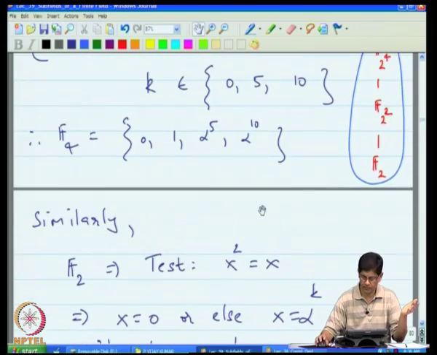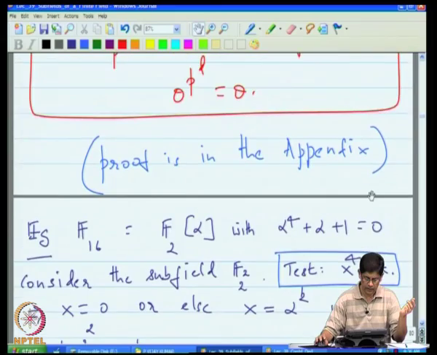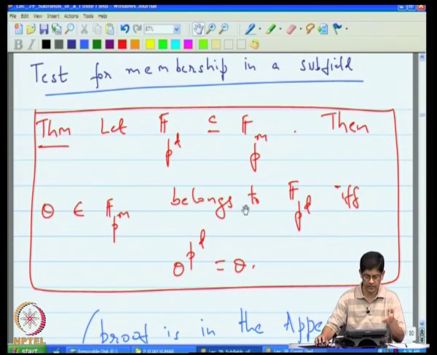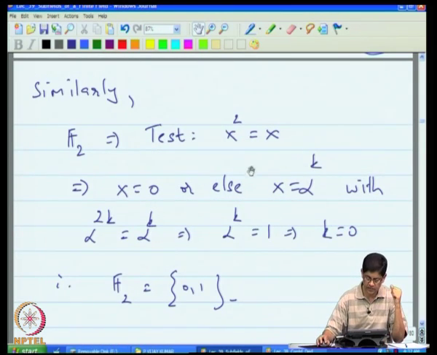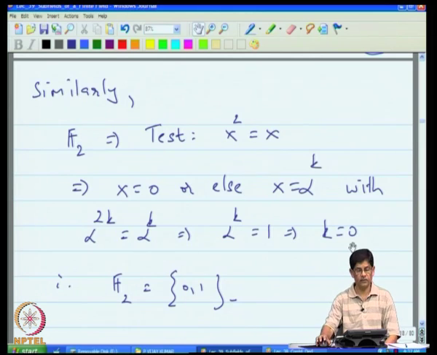Again you apply the same rule, because this holds for all these cases. It says that all that you need to check is that this exponent d divides this exponent m. So, the test is to check whether or not x squared is equal to x. The only way x squared equals x is if either x is 0 or else x is alpha to the k, with alpha to the 2k equal to alpha to the k, that is, when I plug in x equals alpha to the k here. But if alpha to the 2k is equal to alpha to the k, that implies alpha to the k is 1, and the only way this can happen is if k is 0.